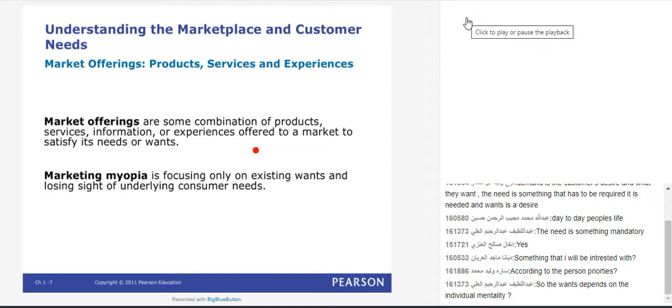Which is in our case, what is it? The pizza. This is the marketing offering, by the way. This is the market offering. This is the product and the service and the experience. Anything that can be offered in a market, which is the product.